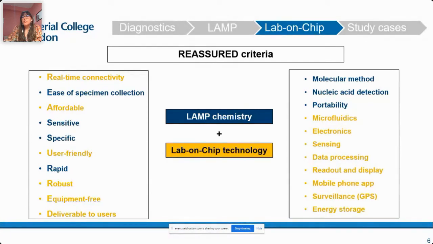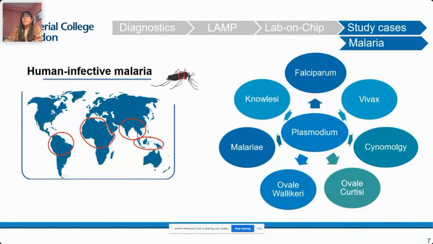So I would like to present a case study, which is the application for diagnostics of human malaria. So as previously also mentioned today, malaria is one of the most threatening infectious diseases. It is a mosquito-borne disease caused by Plasmodium pathogens, and there are several human infective Plasmodium species. The most dangerous and commonly found is Plasmodium falciparum.